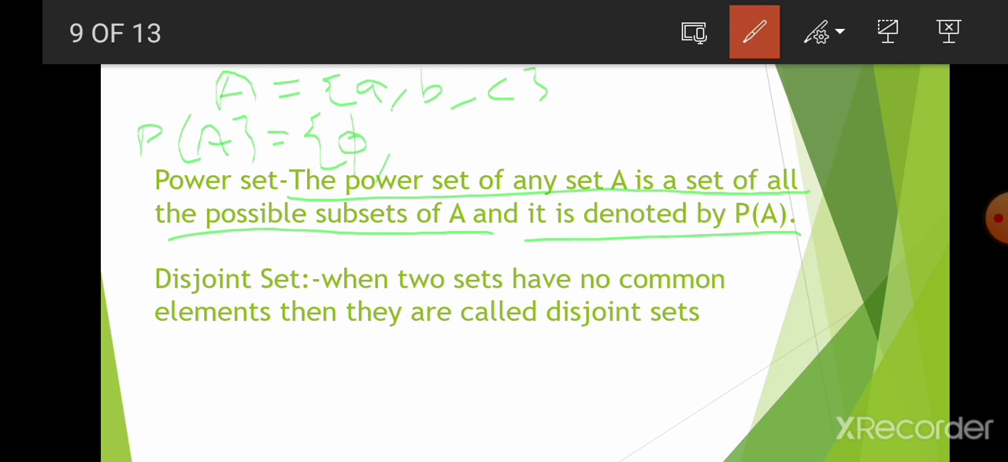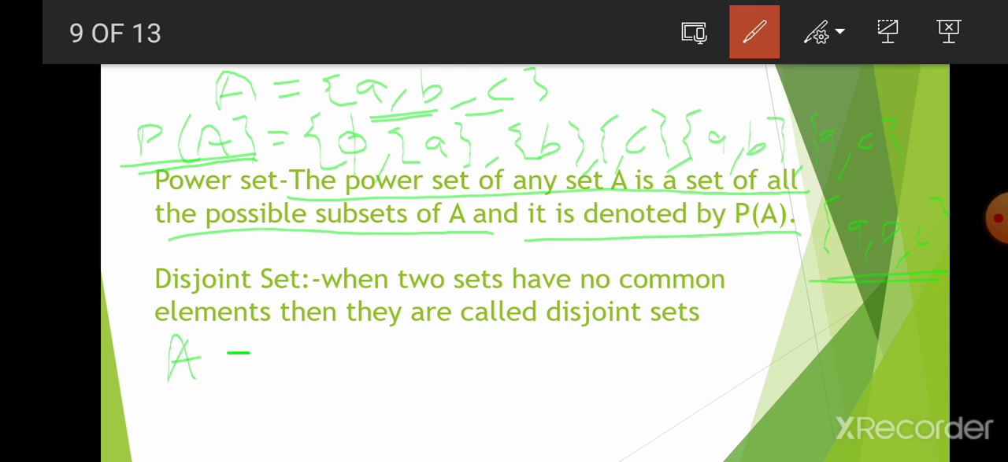Next are the sets in which only one element is there: A, then B, then C. And now we can pair the elements like this: A, B and A, C, and the last one will be A, B, C. One formula is also there to find out how many elements should be there in a power set. If the cardinality of set A is 3, then the cardinality of the power set is 2 to the power 3, and 2 to the power 3 is 8.